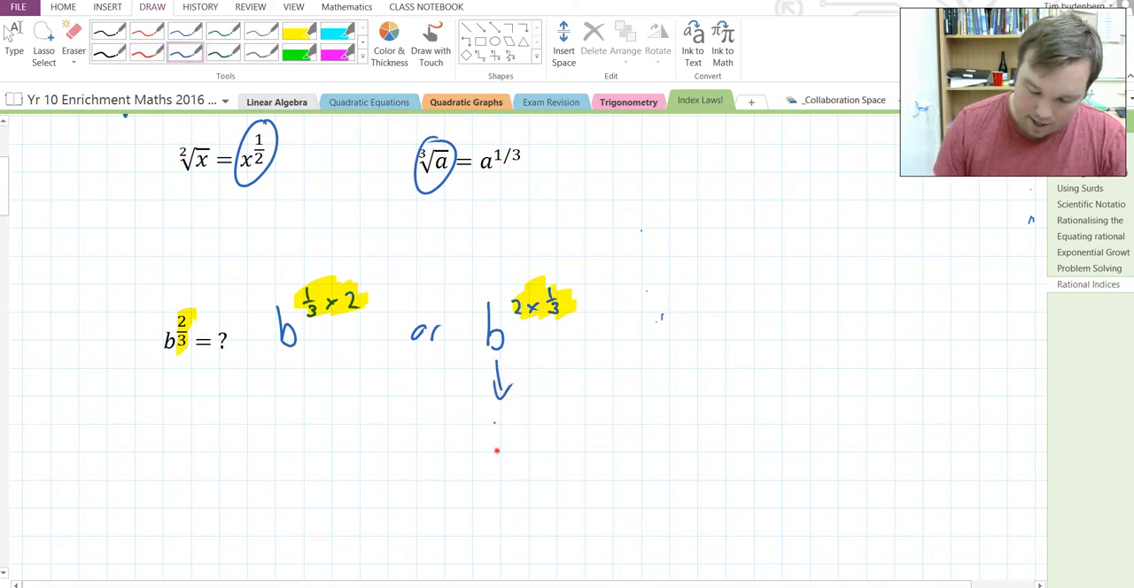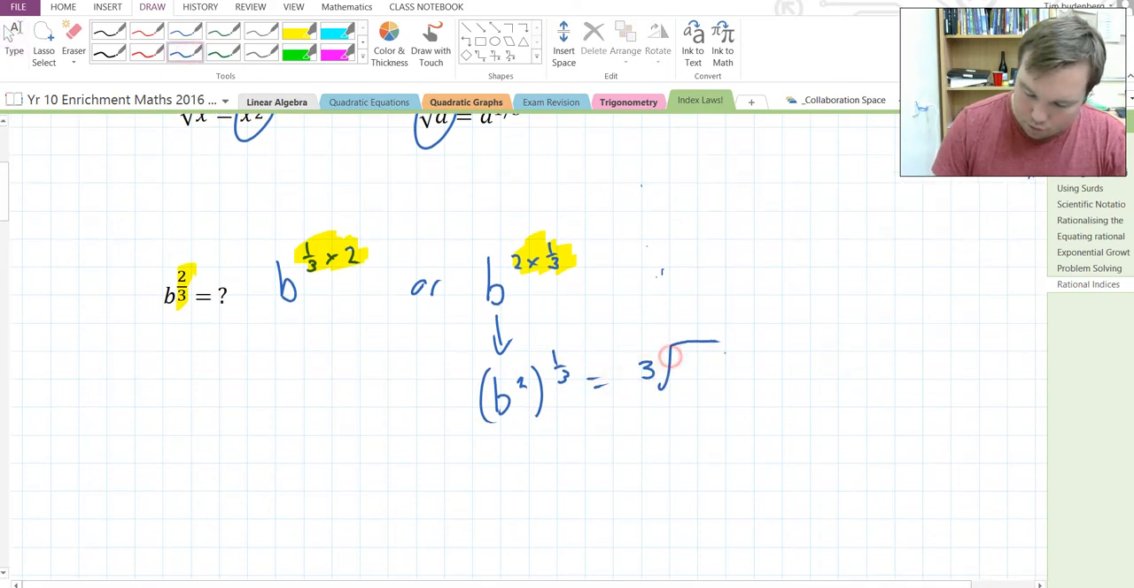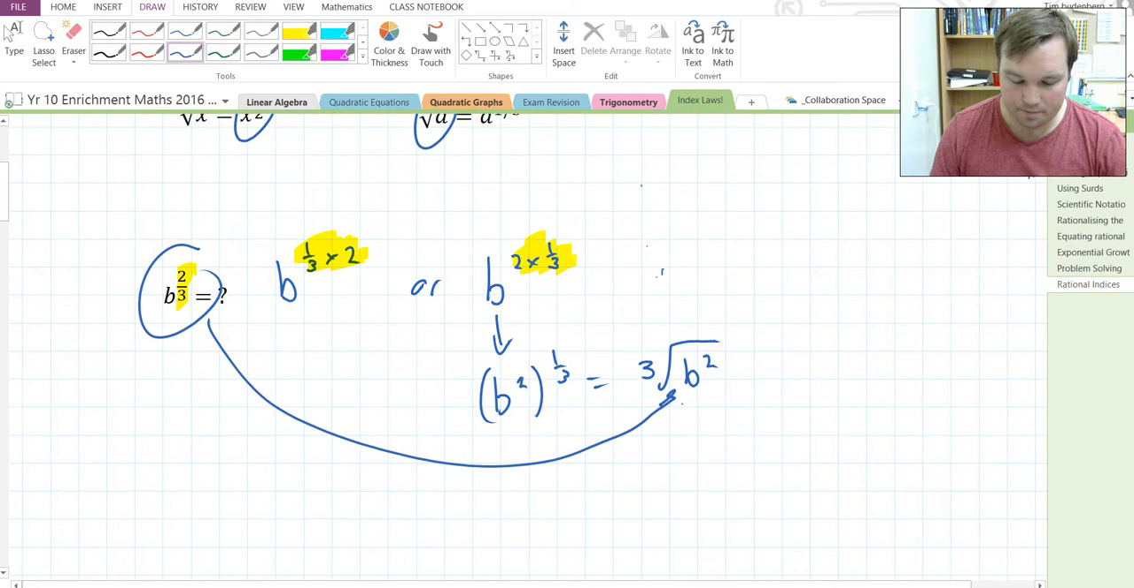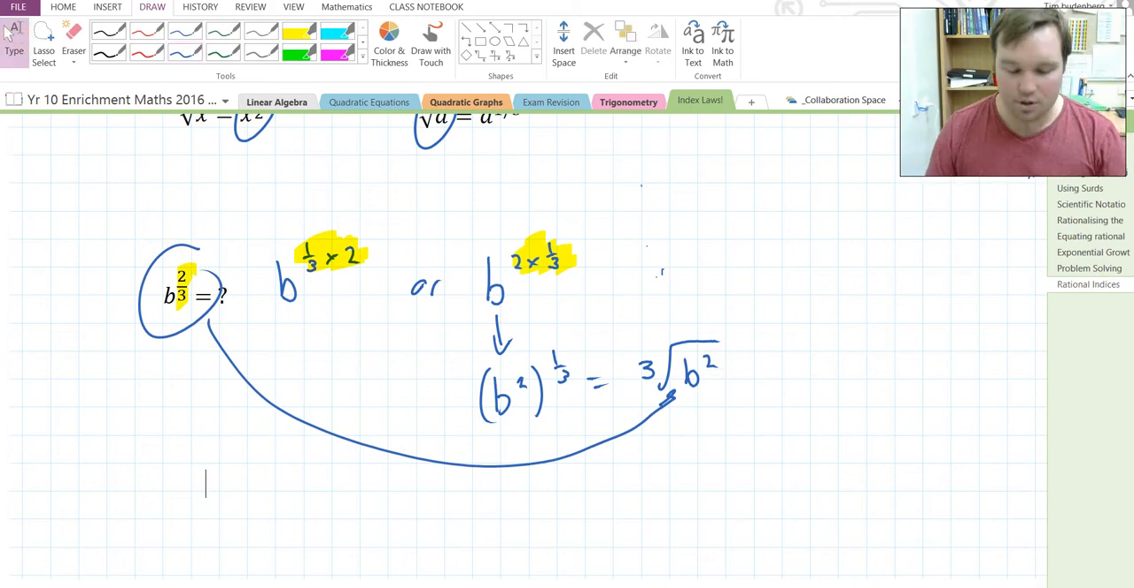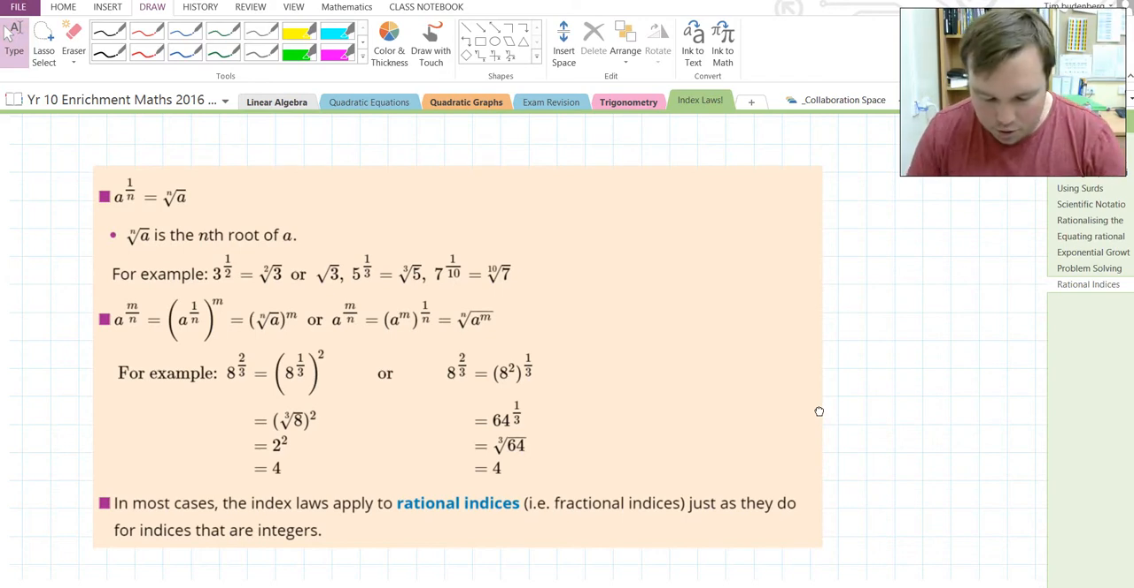I would think of that as b squared to a third, meaning that will be the cube root of b squared. So this is equal to the cube root of b squared. And using this rule, and in fact these rules here, you would be expected to be able to manipulate numbers using surds, roots, fractional powers, etc. And we'll do some examples following.